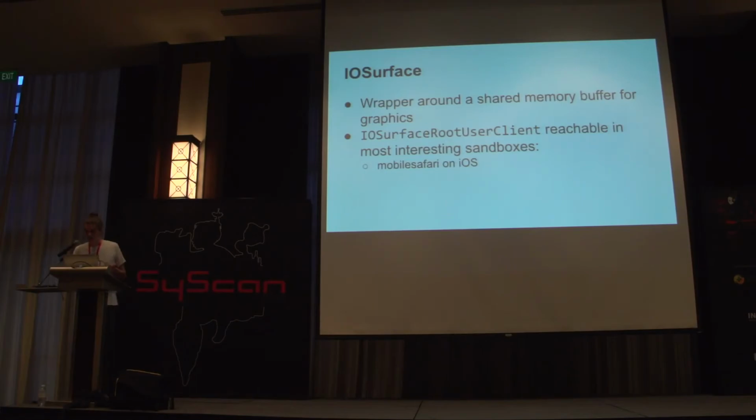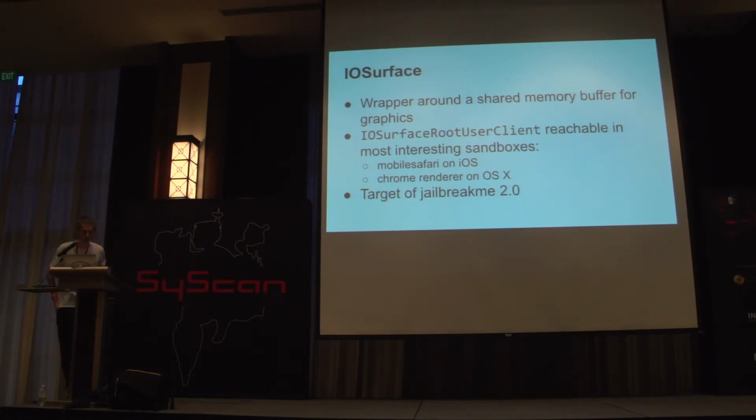So on iOS, that's Mobile Safari, which is the place that all your iPhone ads, which are served over HTTP, are rendered. And also the Chrome renderer on OSX, as well as the Safari renderer process, also on OSX. So IO surface root user client might sound familiar to those of you who followed the iOS jailbreaking scene.